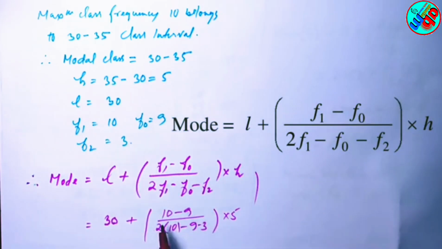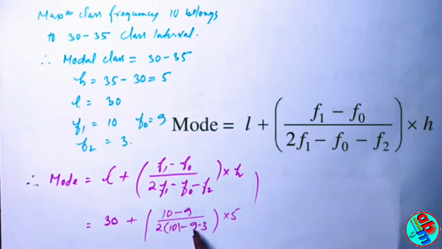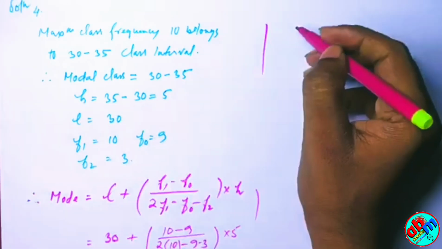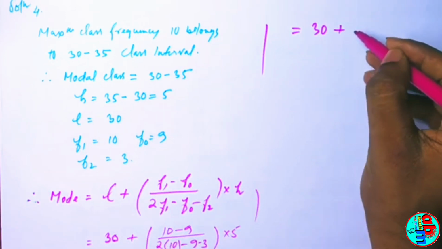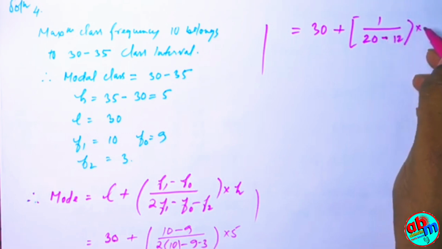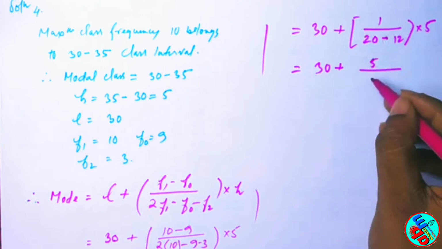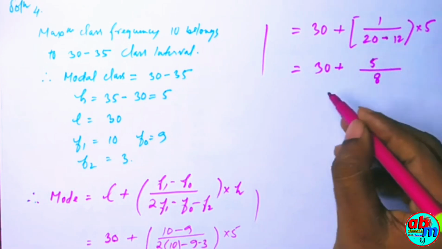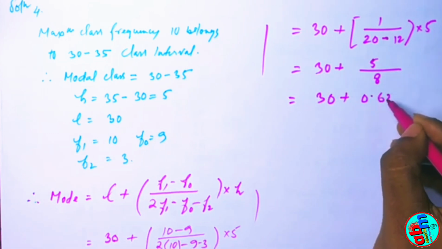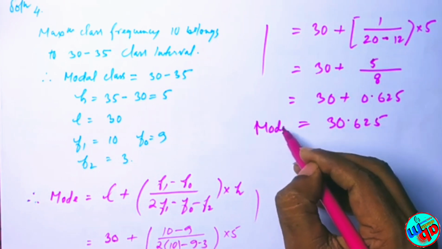L is 30, F1 is 10, F0 is 9. So 2 into 10 minus 9, minus F2 which is 3, into h value which is 5. So we calculate and get 30 plus 1, since 10 minus 9 is 1, over 20 minus 12, into 5. So this will be equal to 30 plus 5 by 8, since 20 minus 12 is 8. If we divide, we get 0.625. So this is 30.625 as our mode.